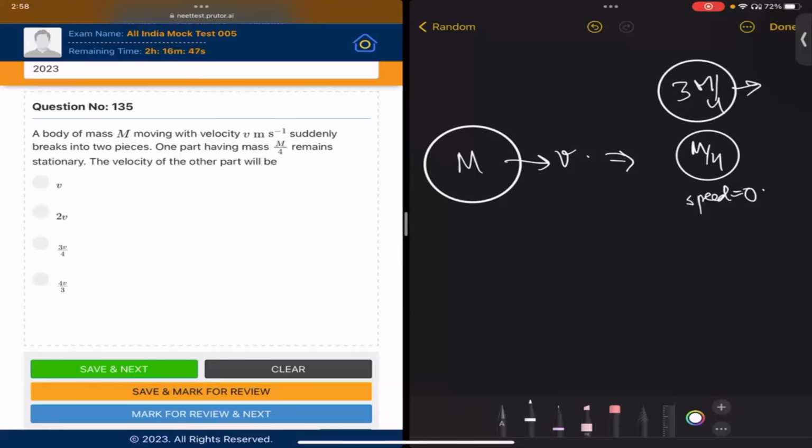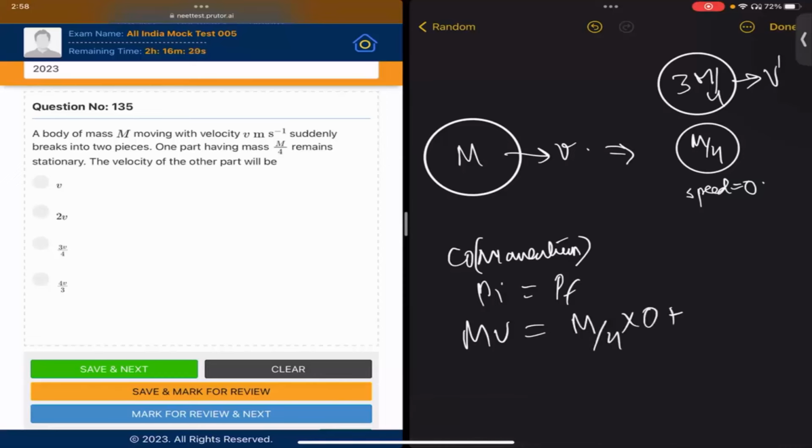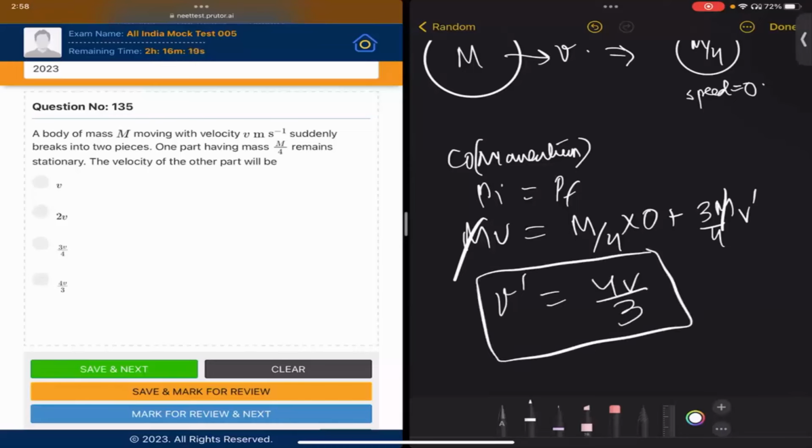Okay, so this is a case of, दूसरे पार्ट का मास लिख लेते हैं 3m/4 and मान लेते हैं इसका जो स्पीड है वो v'. This is a case of conservation of momentum. Okay, so initially मोमेंटम जो है p initial is equal to p final, will write initially mv is equal to finally m/4 × 0, वो 0 ही हो जाएगा, plus 3m/4 × v'. Okay, so m would go, v' would be 4v/3. This is the answer if there is any option.